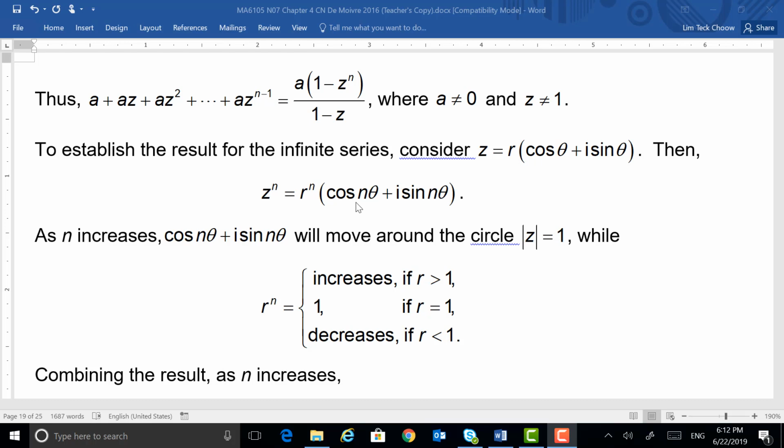At the same time, what will happen to the argument? The argument will just go in multiples of theta, whatever the n is. So raising this to a certain power will in effect cause it to rotate. If you have the case where r is 1, raising it to a high power will basically make the complex number z rotate around a unit circle. Let me show you this in a diagram.